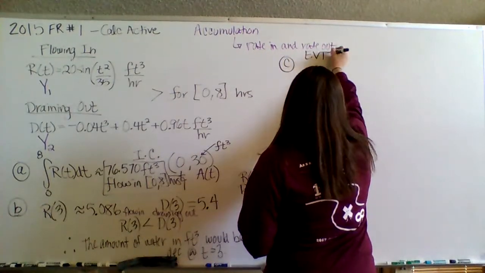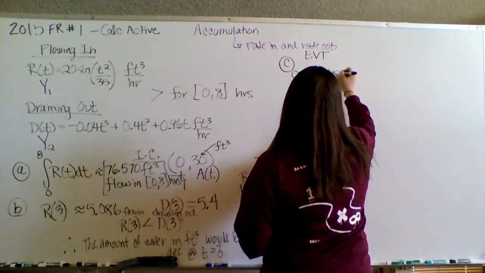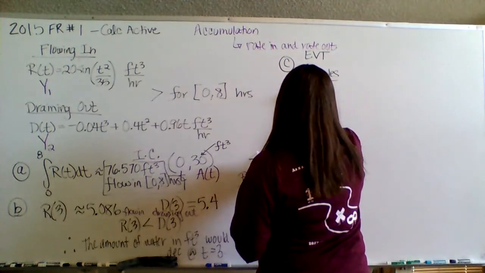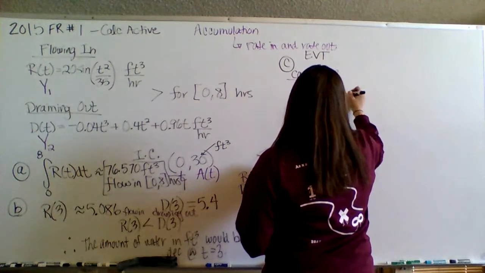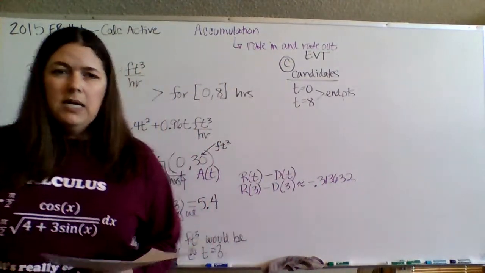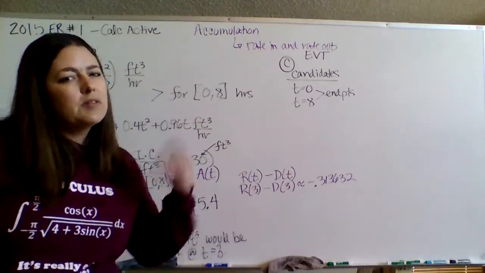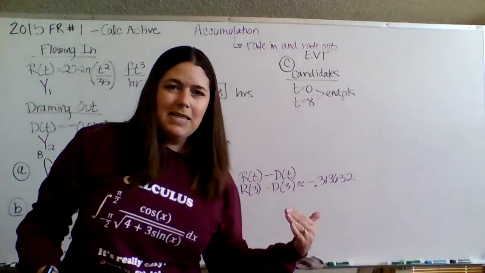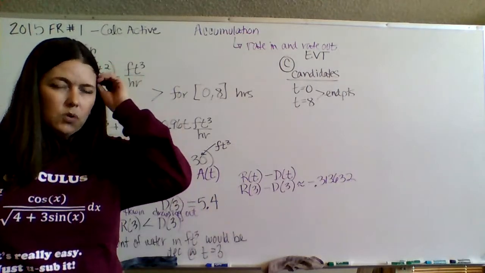But in order to do EVT, we know we need our candidates, and then we have to test them, right? So I know a lot of you are going to be like, okay, well, we got to use the endpoints, so time 0 and time 8. I'm trying to do this the same way we do it every single time, where we write it down every single time. But then you're going to need where the derivative equals 0. But you have two derivatives going on. You have stuff flowing in, and then you have this stuff going out. So it's sort of confusing.